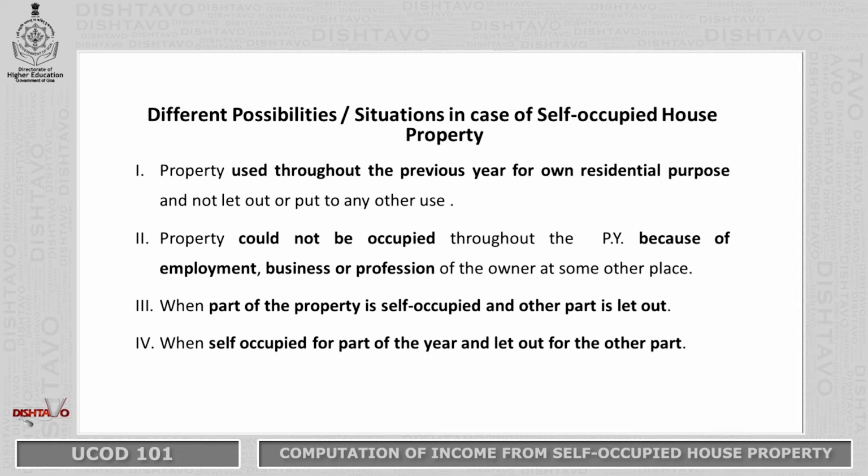And the fourth is, he has only one house, he is staying there for part of the year and for part of the year it is let out. Suppose he is staying from April to December and from January to March it is let out. So part of the year it is self-occupied and part of the year it is let out. So these are the 4 situations and we will see how to compute income under each one of these situations. Let us see the first situation first.